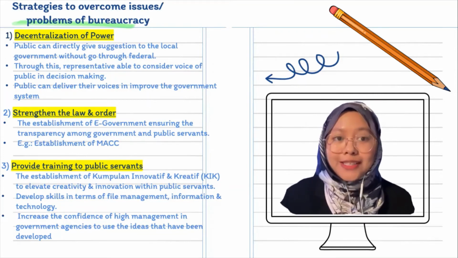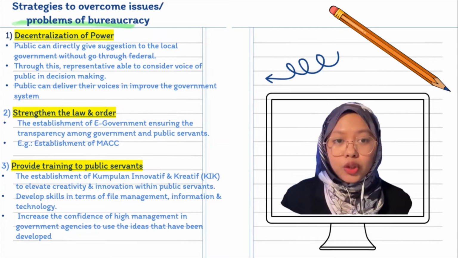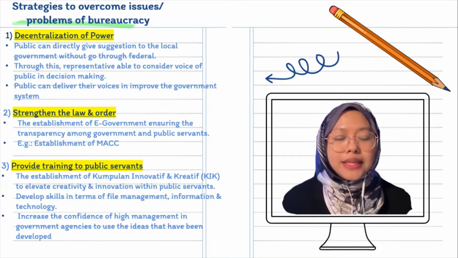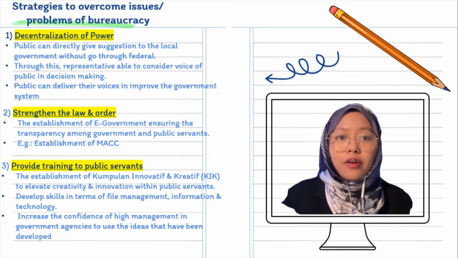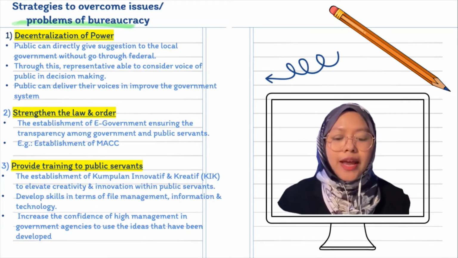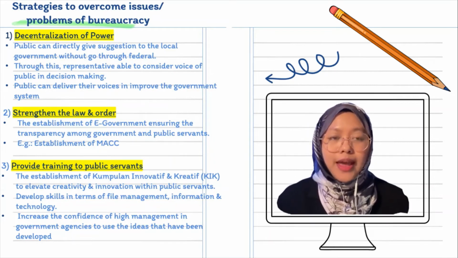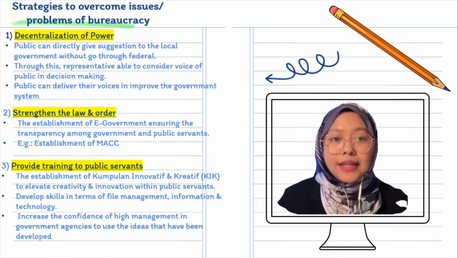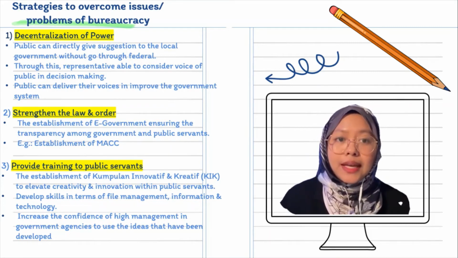Today, I will present about the strategies to overcome issues and problems of bureaucracy. Number 1, in order to overcome the problem of one-way communication by bureaucracy, decentralization of power is the answer. It is because our new government system consists of federal, state, and local government. The public can directly give suggestion and feedback to local government. Through local government, public voices could be heard and the representative can consider the public voices in decision making. It can be said that the opinion of the public is taken into account in decision making so that the communication can still be made.